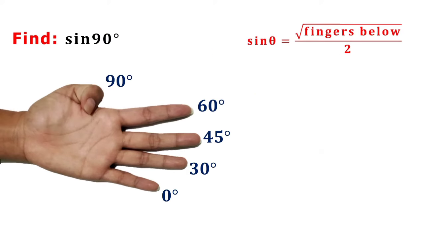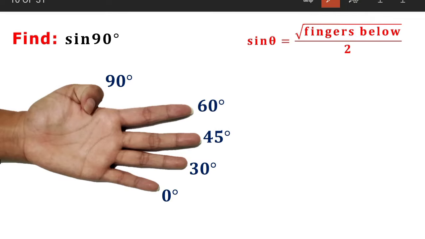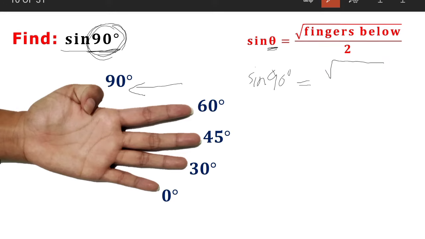So let's have this example. You want to find the value of sine 90 degrees. Since theta is 90 degrees, you have to fold your thumb, because your thumb represents 90 degrees. Then let's perform this using the formula. We write sine theta, and your theta here is 90 degrees. So sine 90 degrees equals the square root of the number of fingers below.